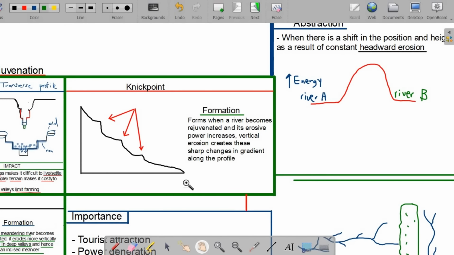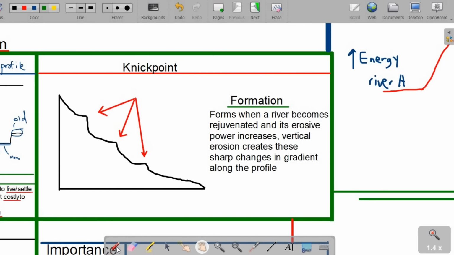Then you have the nick point. Now we talked about nick points again, guys. These are like your obstructions or structures that cause a sharp change in the river profile. So for an example, that's a nick point, that's a nick point, that's a nick point. You can tell that these are the sharp changes in the gradient of the river profile.